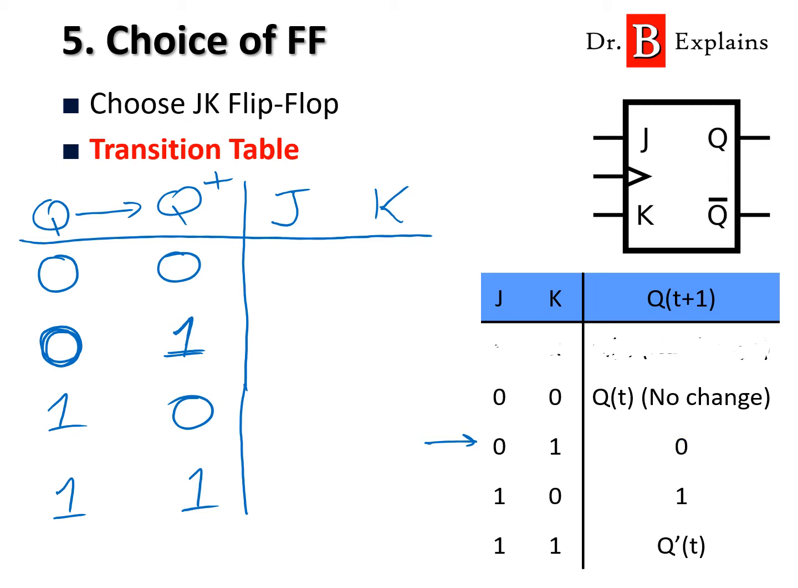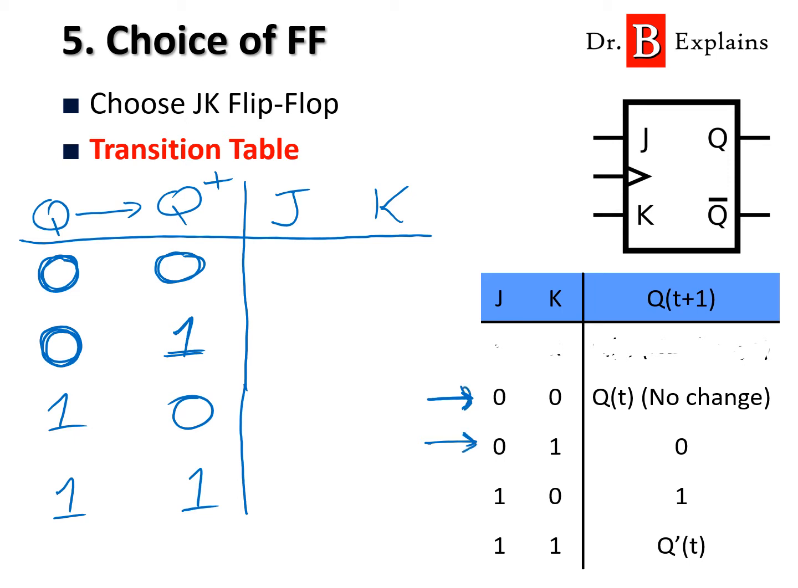I could force it. The other option that I have is that I use a 0 and 0, because that means that it's not changing, which is this case, right? I'm going from a 0 to a 0. It's not changing. So these are my two options that I kept putting for my J and the K.